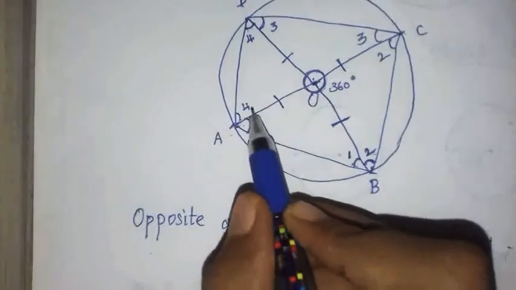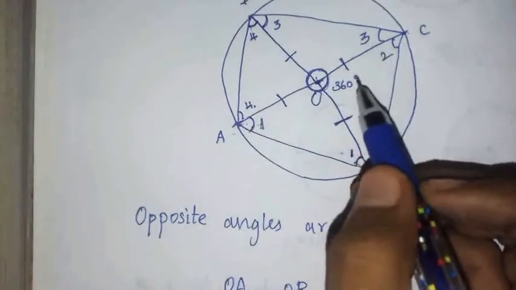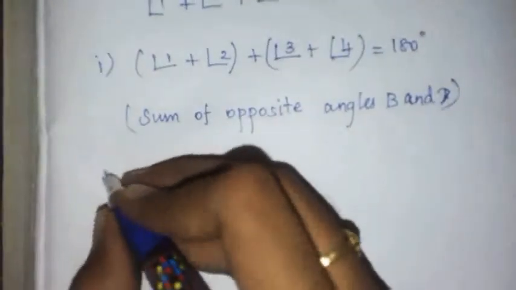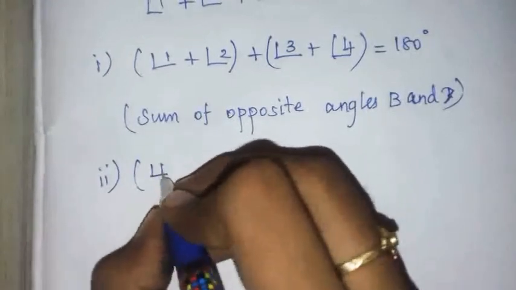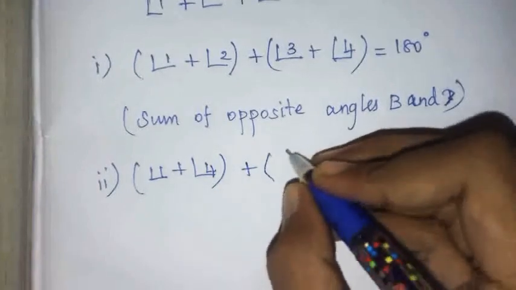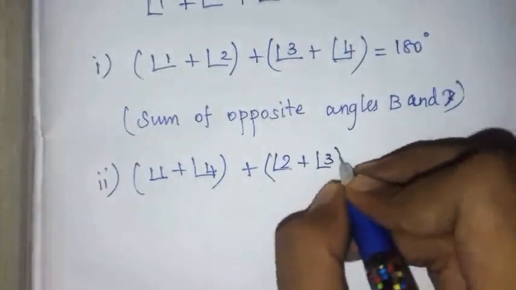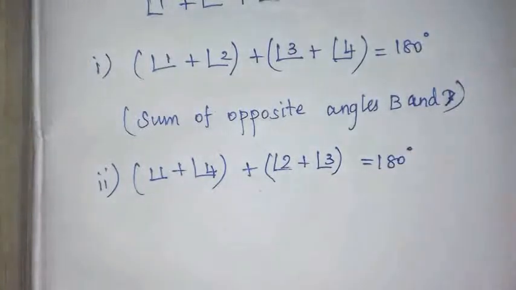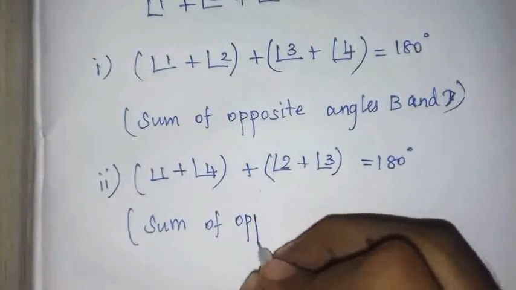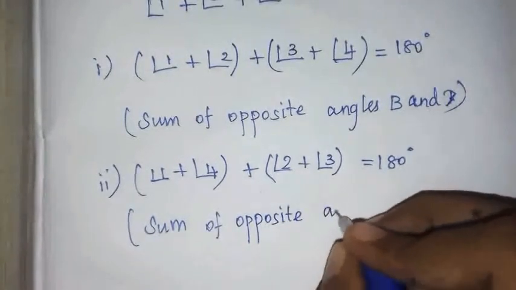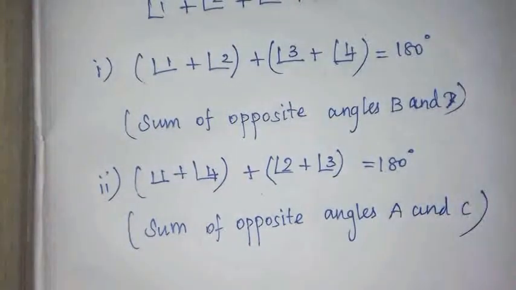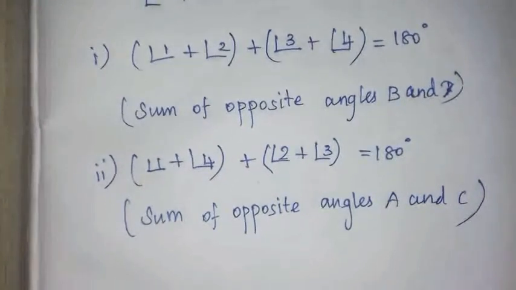Here 1 and 4 we have to group, and 2 and 3 we have to group. Let me write that. Angle 1 plus angle 4, we have grouped 1 and 4, then angle 2 plus angle 3, that is equal to 180 degrees. For this, what will you write in the bracket? Sum of opposite angles A and C. Can you understand this? So from this, what can we say?